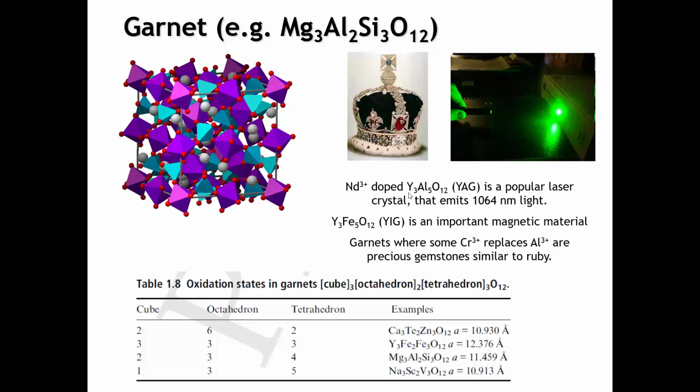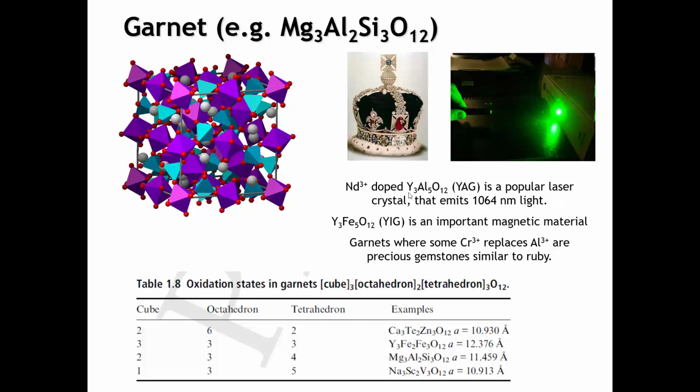And then it's also worth pointing out that if you have garnets where the octahedral sites are aluminum and some of that aluminum is replaced with chromium, you can get precious gemstones that have colors that are in fact very close to that of ruby. The picture we see here is something called the Black Prince's ruby, which is a famous ruby from history. And it's not a ruby at all, it's a garnet. So some of the most important rubies are actually garnets.